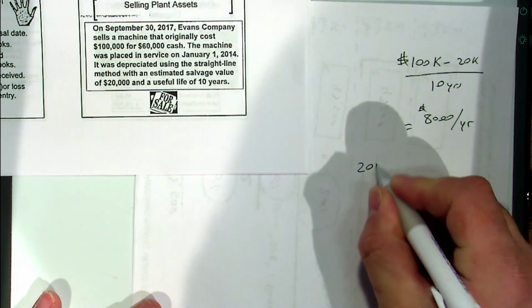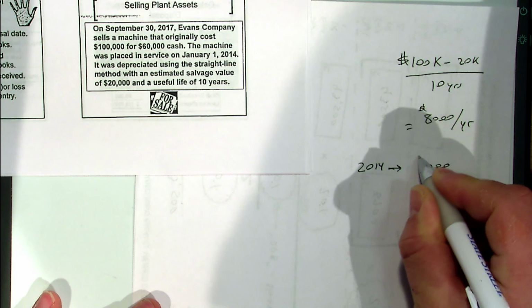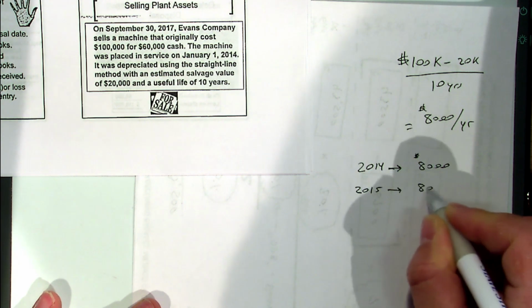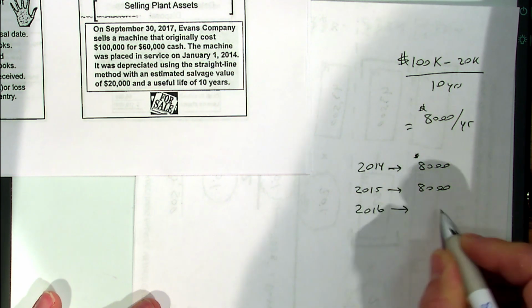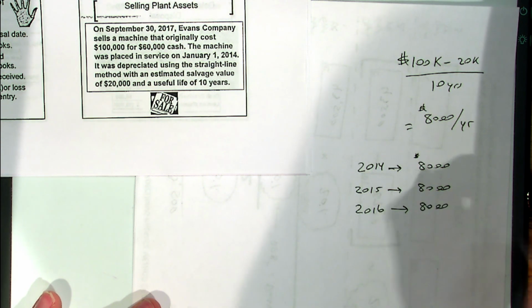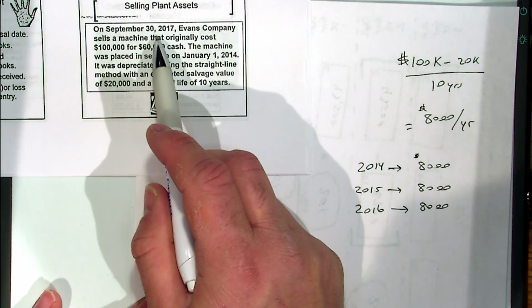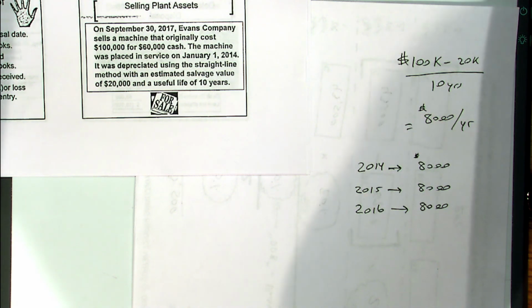So in 2014, we depreciated $8,000. In 2015, we depreciated $8,000. In 2016, we depreciated $8,000. Now we're at September 30 of 2017. Correct? So we have to do the first step. We have to figure out the partial year depreciation and book that entry.